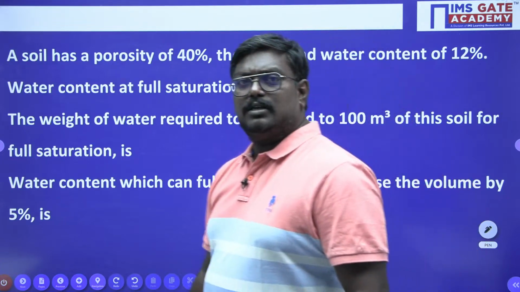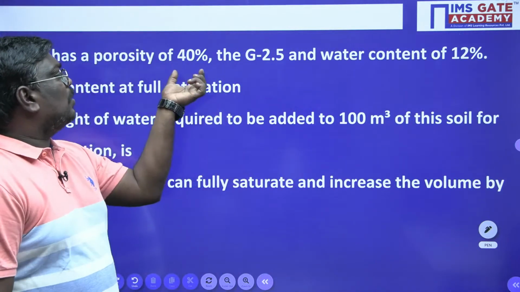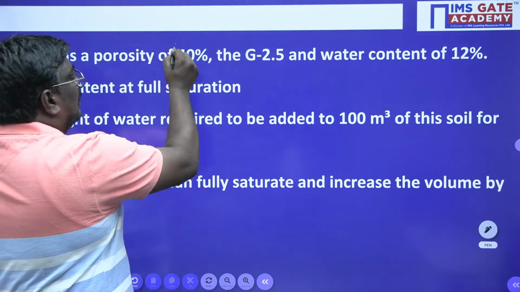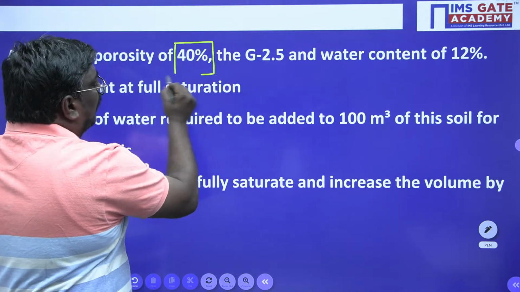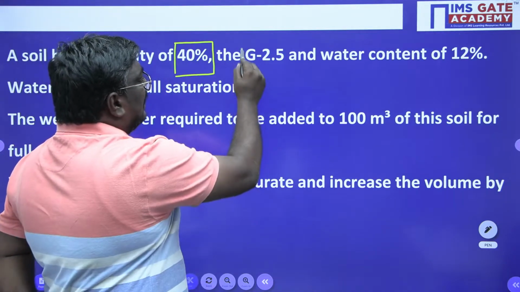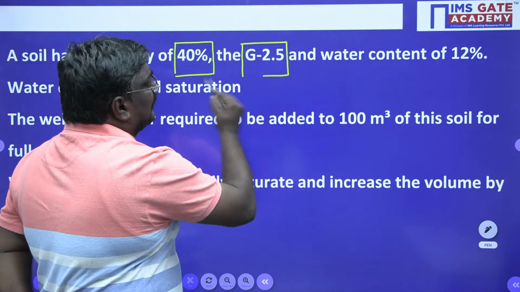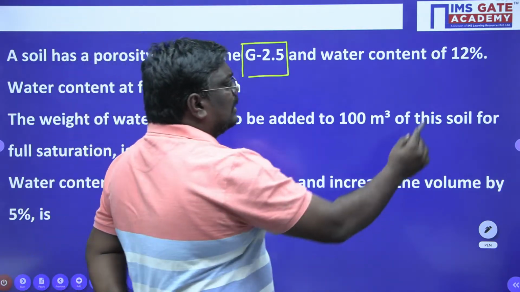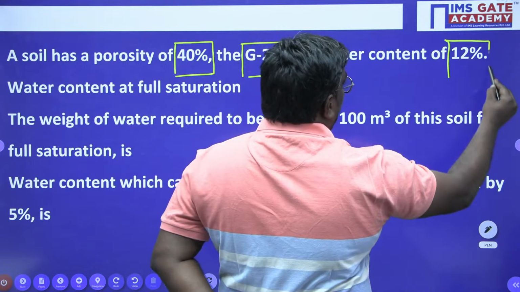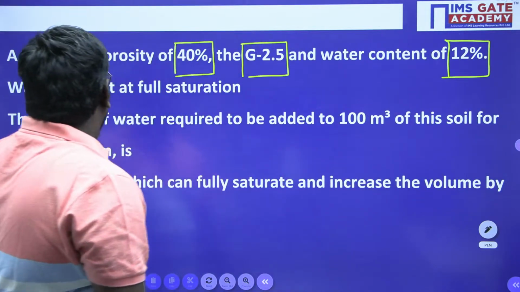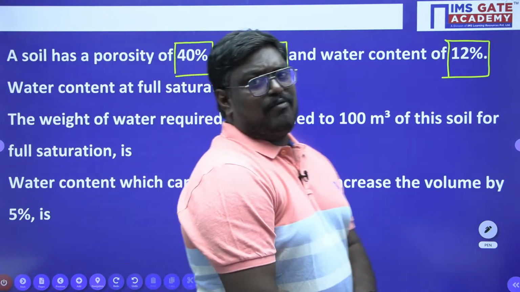Now see, students, a soil has a porosity of 40 percent. Specific gravity is 2.5. And the water content is 12%. Calculate the water content at full saturation.